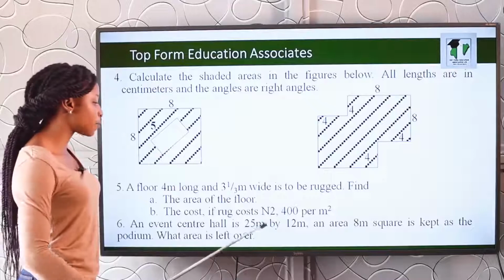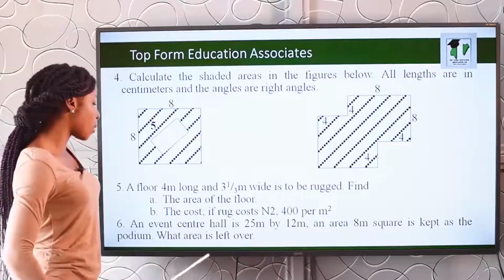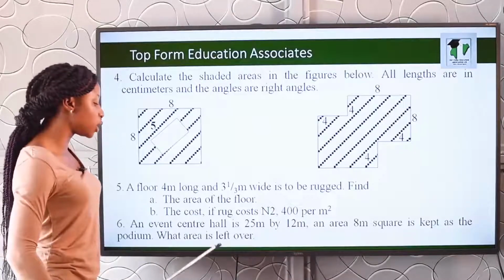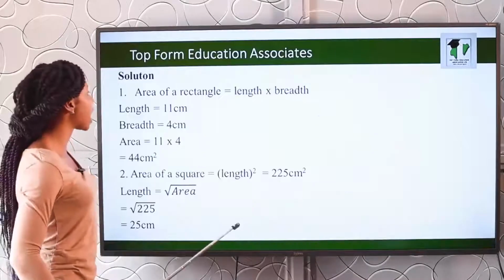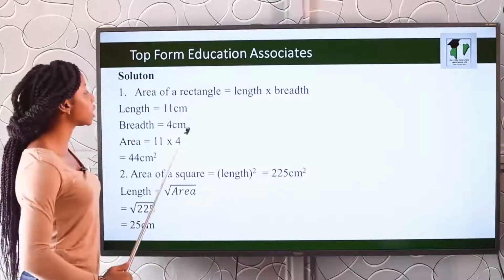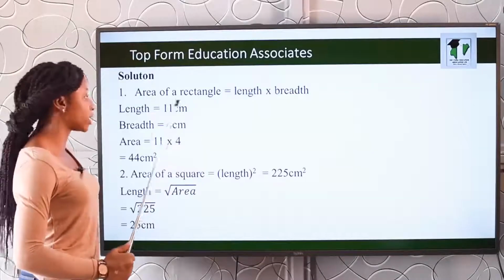What is the leftover? We have two questions to answer here. First of all, we are going to find the area of the podium, then we look for the area that is left behind. Now, the solution. The first question, we were given length and breadth, and we're asked to look for the area of the rectangle.